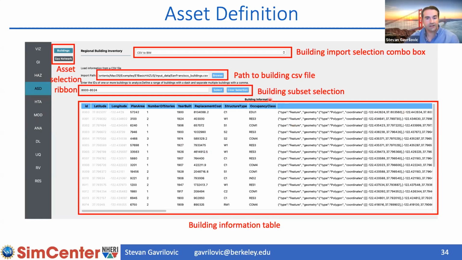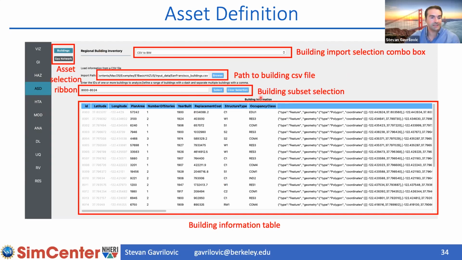To load a CSV file, the user just simply needs to go here, browse, find it, and everything gets loaded automatically. You can also select what type of asset you want to load up here. So you won't see this on your version of R2D, but I have buildings and gas network. So depending on which type of asset I click on, the different import apps will appear here. Now this is buildings.